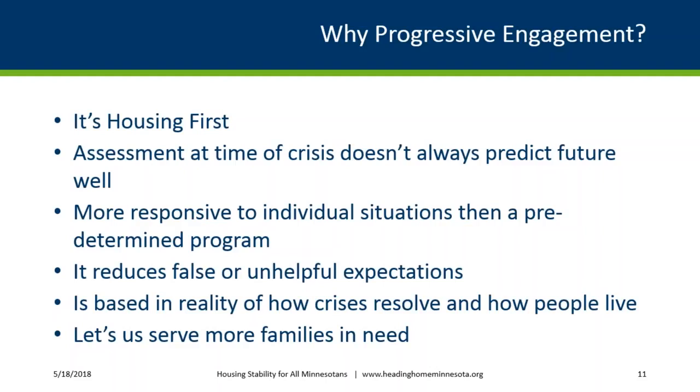And the reason we use progressive engagement is because we know that assessment at the time of crisis doesn't always predict the future well. So when people are in crisis, there can be a lot going on that includes mental health symptoms, depression, that could include using substances, a lot of family tension, children not doing well in school or high rates of absenteeism, that aren't about what the family is in some deep sense, but it's about what's going on in the moment of crisis. So if we assess people at that moment, we might come up with a very long list of things that are wrong or need help.